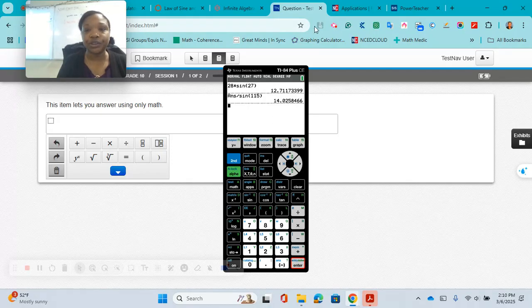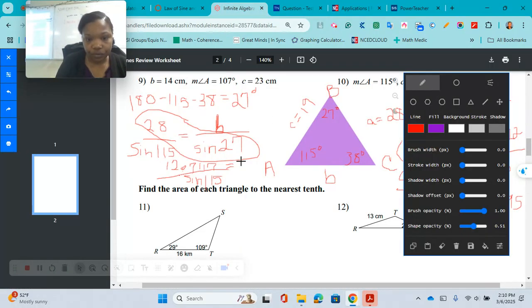Rounding to the nearest tenth, so that would just be 14.